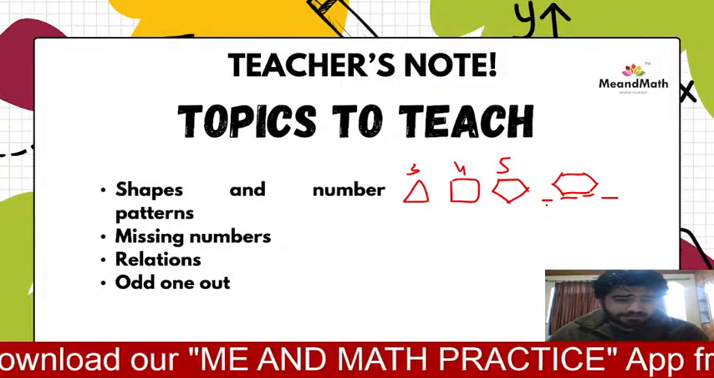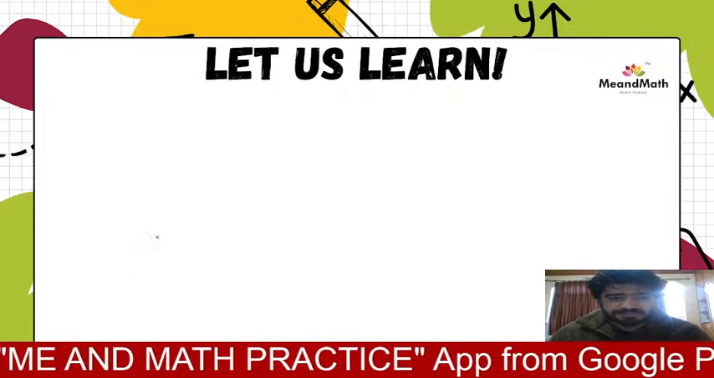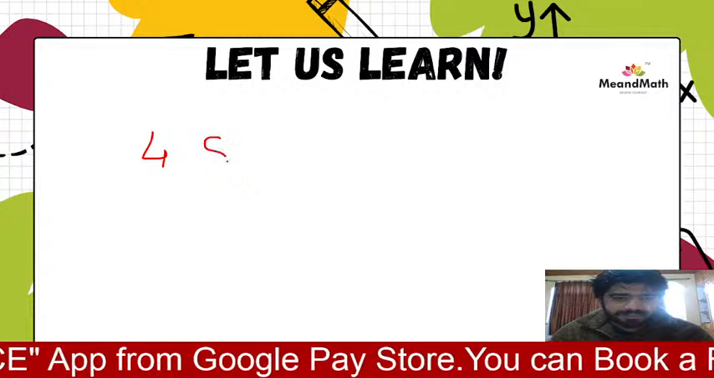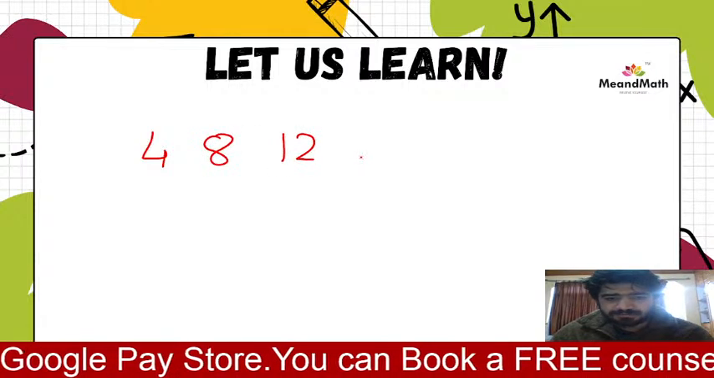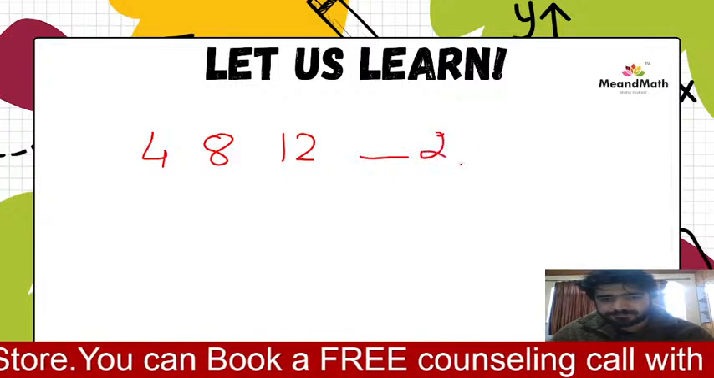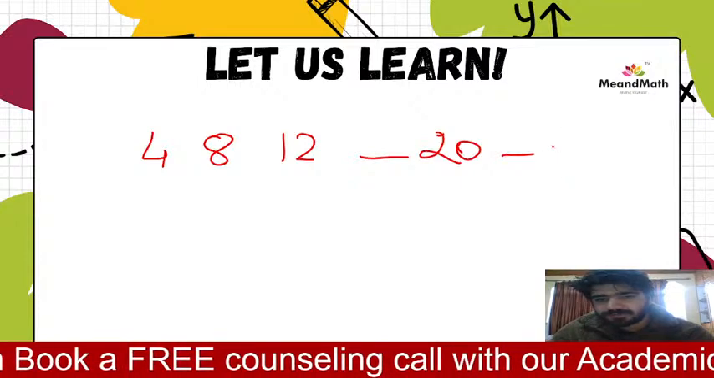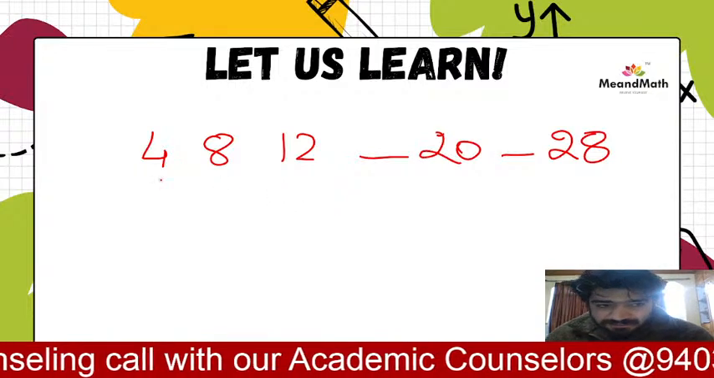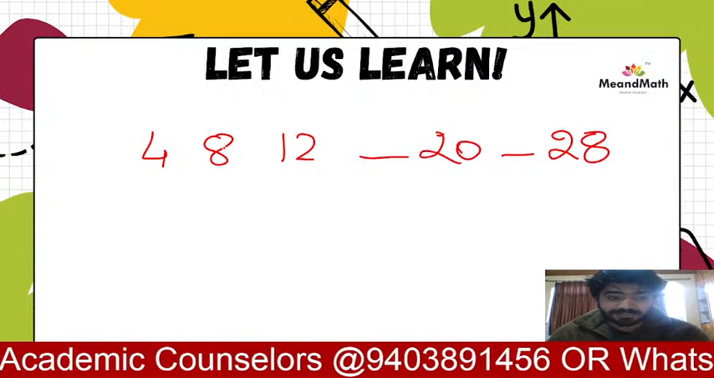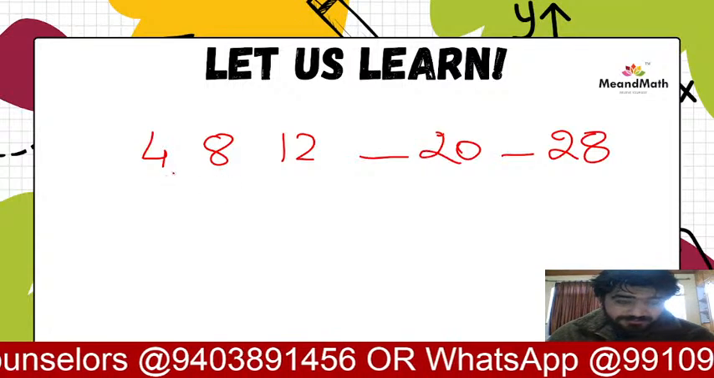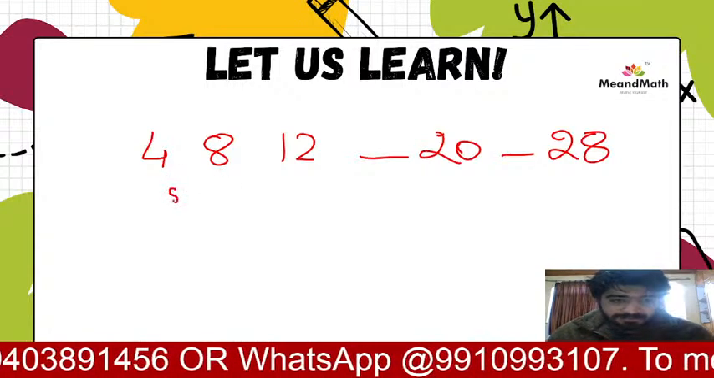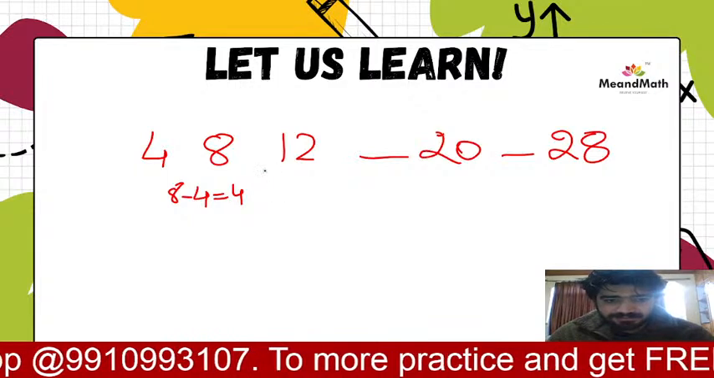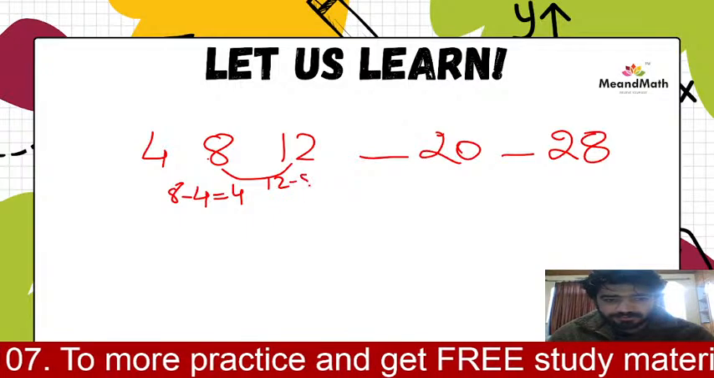Okay. Similarly, number patterns and missing numbers. What happens in number patterns and missing numbers? For example, if there is a number pattern like 4 followed by 8 followed by 12, then a blank followed by 20, then a blank followed by 28, and so on. If you see this, the pattern is going like the table of 4, or there is a difference of 4 between each consecutive number. If I subtract the first number from the second, meaning 8 minus 4, it will be equal to 4. If I do 12 minus 8, again it will be equal to 4.